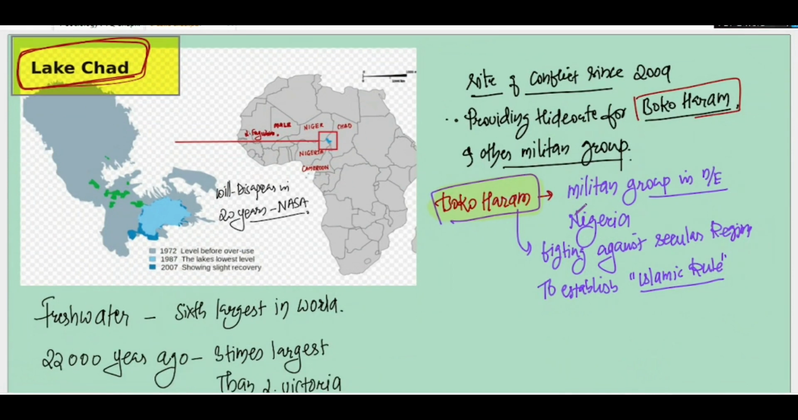Now we have Lake Chad, right? So we talk about Lake Chad. Lake Chad was one of the biggest lakes in Africa, but now it is shrinking very fast. Look at this diagram. It was such a big lake before 1972. After that, drought-like conditions occurred in Africa, and from that time, this lake is shrinking very fast. Look, now it has become this size.